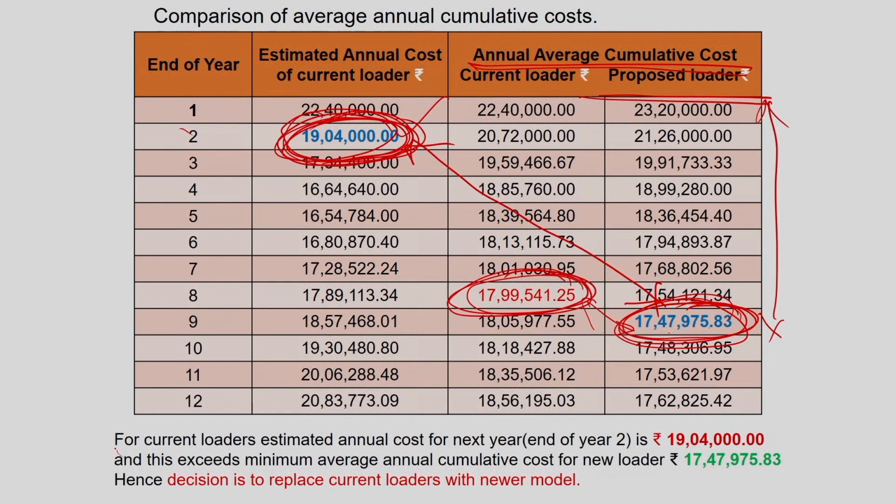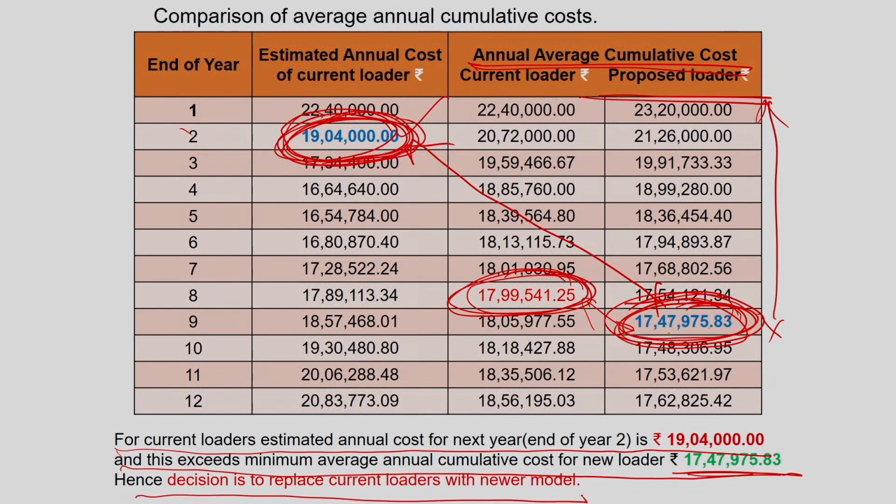Okay. So for the current loader, estimated annual cost for the next year is 19,04,000, and this exceeds the minimum average cumulative cost for the new loader, that is 17,47,975. Okay. Hence the decision is to replace the current loader with the newer model. Okay. So this is the finding or the decision based on the minimum cost method.